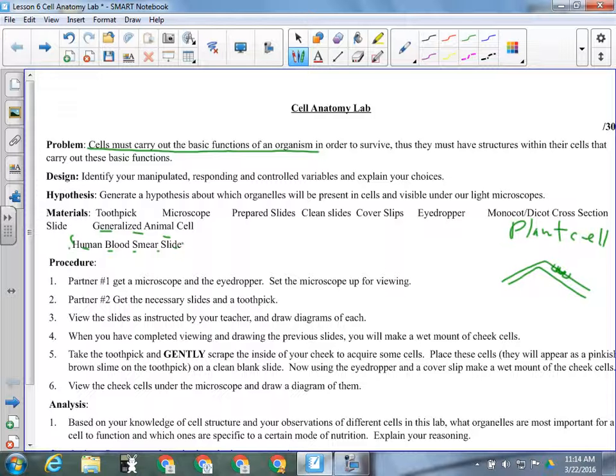Which ones are specific? Okay, so your design: manipulated, responding, and controlled variables. Obviously, we're looking at different slides under the microscope, but you're going to need to be a little more specific than that. Talk about why we're looking at different cells, and those different cells maybe being from different organisms. Talk about that a little bit and why. Obviously, for our responding variable, we're looking at cells for a reason. There's something we're looking for. That's what you need to talk about for that.